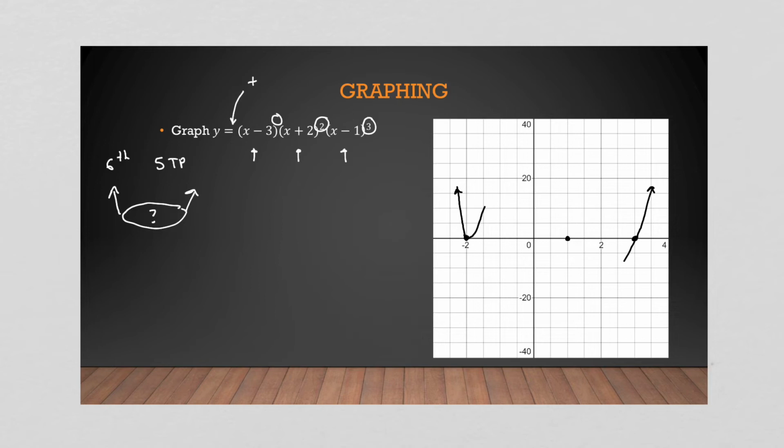Y-intercept would probably be the next helpful piece of advice. So the y-intercept occurs when x is 0, so that's going to give us -3 times 2 squared times -1 cubed. So -3 times 4 times -1, which gives us +12. So that's our y-intercept. You can see the scale of the grid gets all the way up to 40.